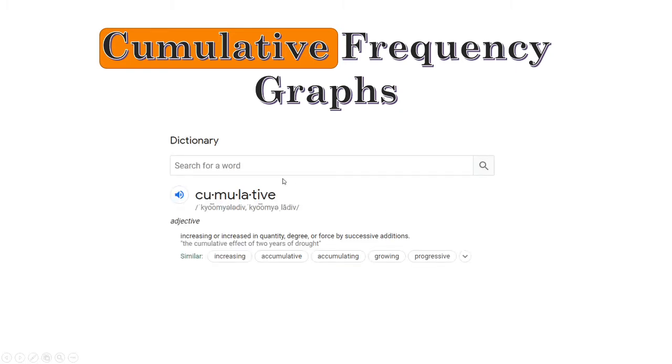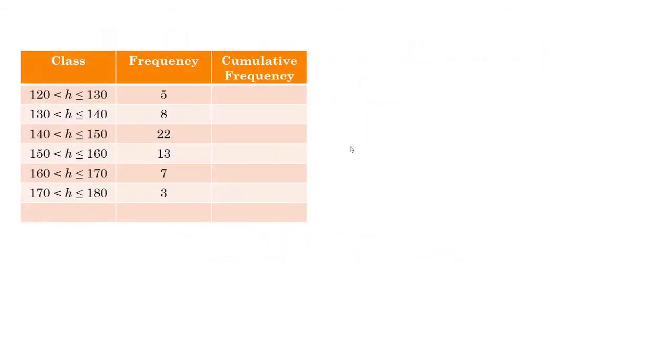Now, so that's what accumulation means. It just adds as we go. So what we're doing with the cumulative frequency graph is we are adding up the frequencies as we work through each of the classes. So if we had something like this, and we are asked to figure out what's the cumulative frequency, what we're doing is we're adding up the frequencies as we work through the classes.